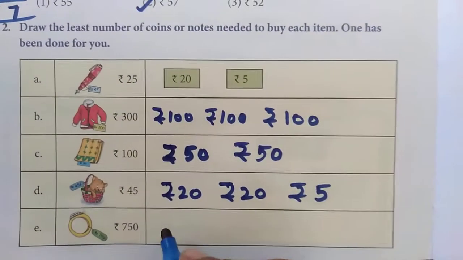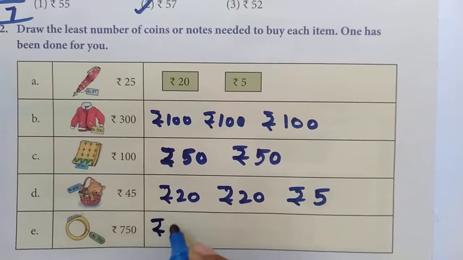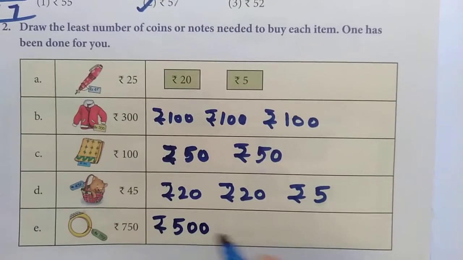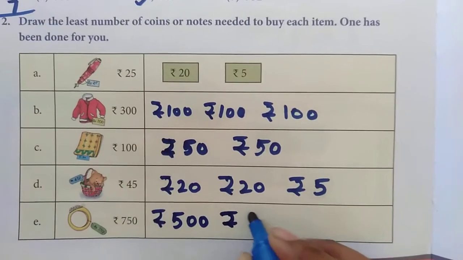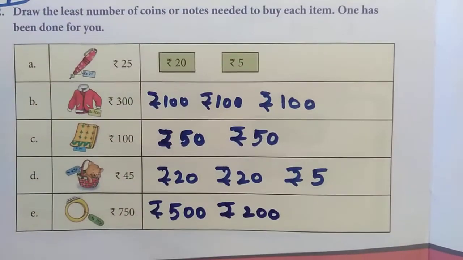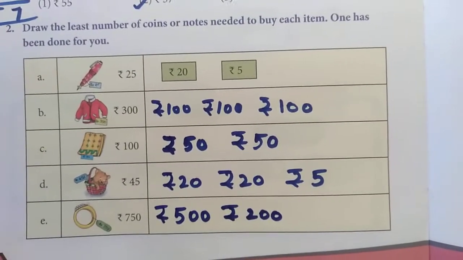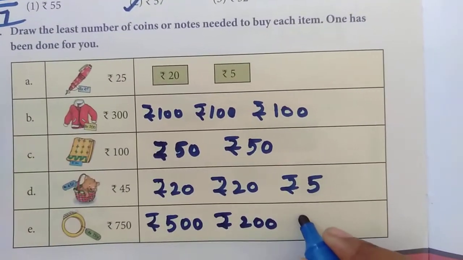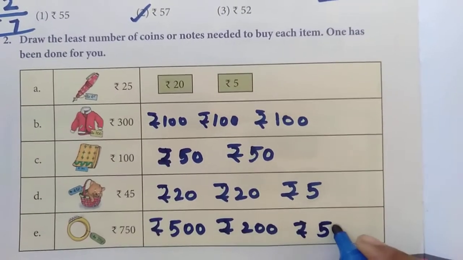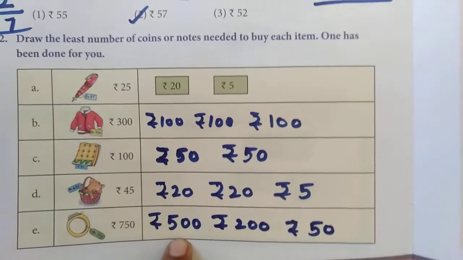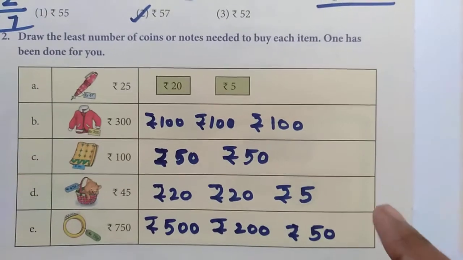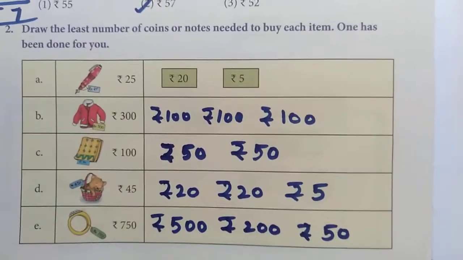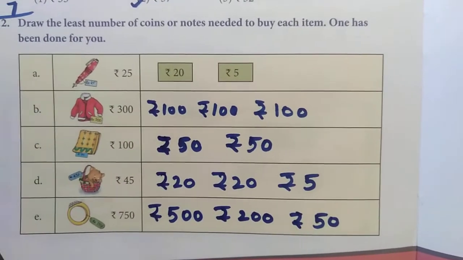Yes, you will give 500 rupees notes, right? 500 rupees. Then a 200 rupees note is there. So totally 500 plus 200, how much? 700. Then 50 rupees notes are there. Otherwise, you can give 500 plus 100 rupees plus 100 rupees plus 50. Like that also, it will be the correct answer.